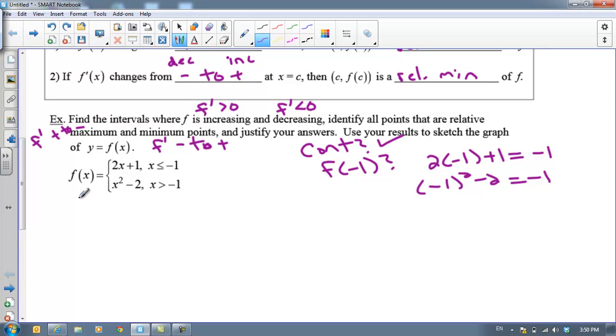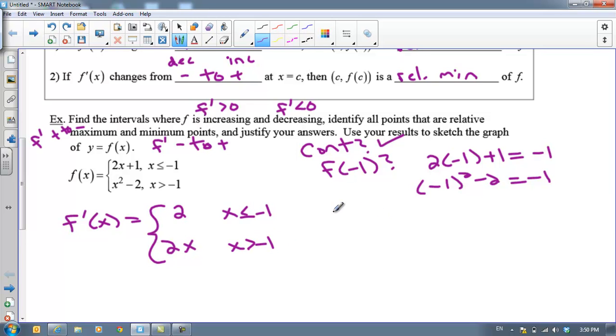So let's see if we can take a derivative. What would f prime of x be? F prime of x would also be a piecewise function, and it would be 2 if x is less than or equal to -1, because the derivative of 2x plus 1 is 2, and f prime is the derivative, or the slope of 2x plus 1 is 2. Now f prime would be 2x if x is greater than -1.